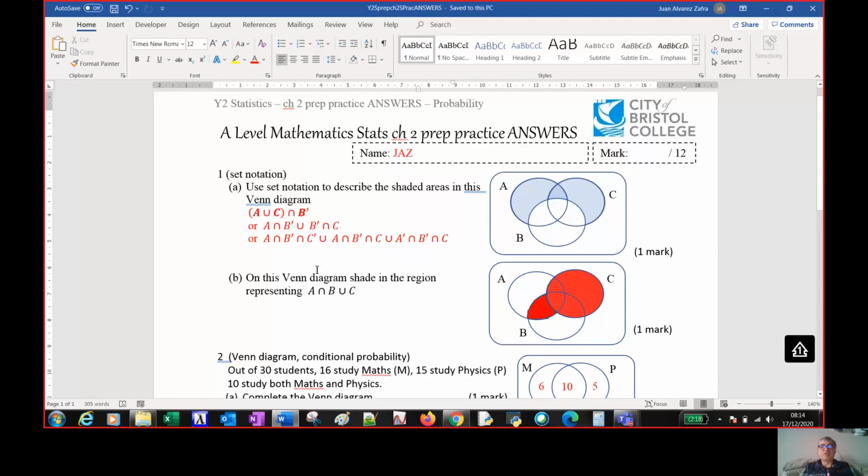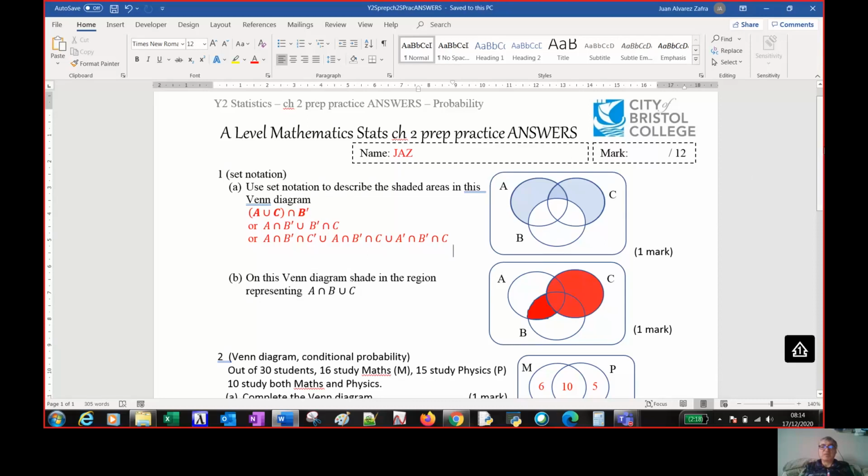Or we could do it as 3 separate regions. This shaded region here, this shaded region here, and this shaded region here. So the first one is in A and not B and not C. The second one is A and not B and C. So that's the intersection of A and C, but not B. And then the last one is not A, not B, and C, which is this one here. So take your pick, but the first one is probably the simplest.